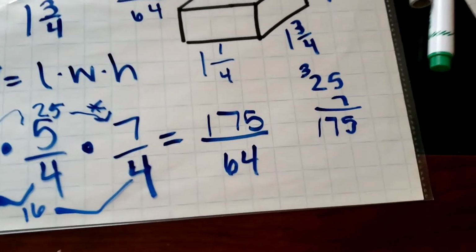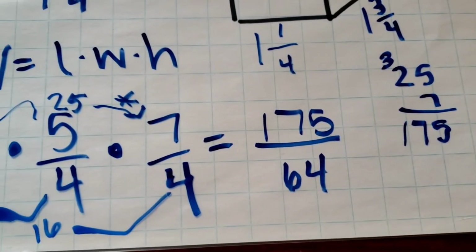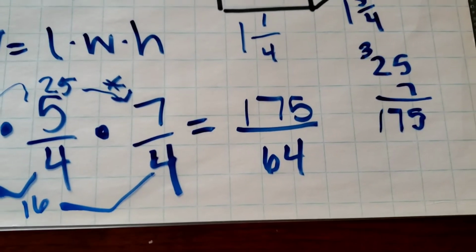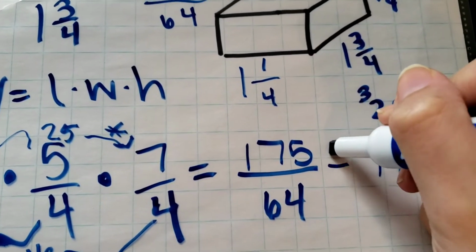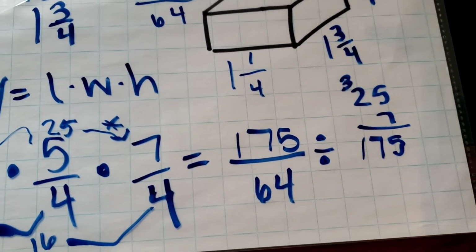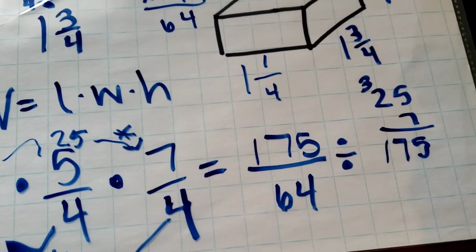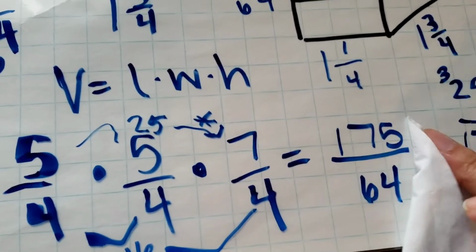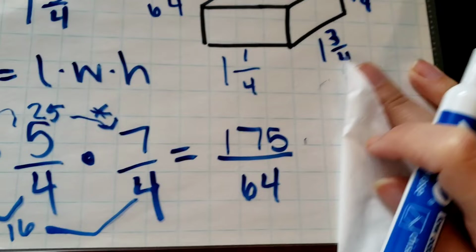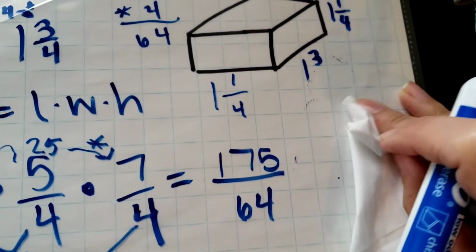What is 175 over 64, right? That looks gross. Nobody wants to see that. So, once again, with fractions, we divide in order to simplify. So, let me grab my handy dandy tissue eraser. And I'm just going to go ahead and divide.